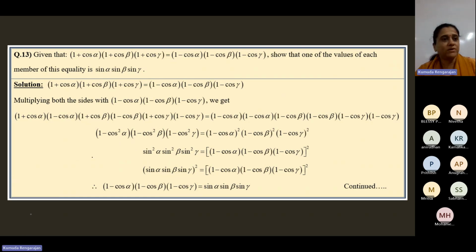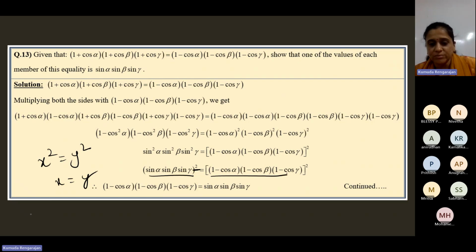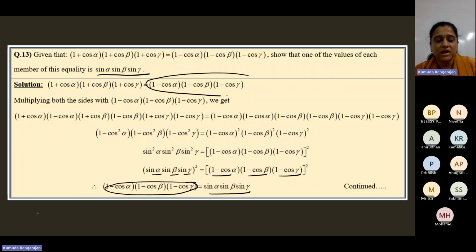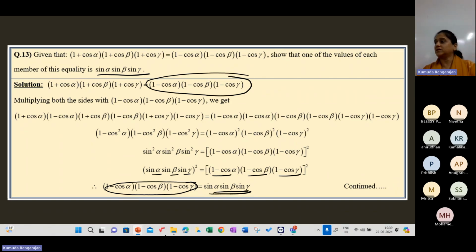So on both the sides, we have perfect squares. It's like we have x squared is equal to y squared. Therefore, x is equal to y. Here, you see, this is a perfect square. Can you see this? This one also is a perfect square. So the squares get cancelled, and we have 1 minus cos alpha into 1 minus cos beta into 1 minus cos gamma is equal to sine alpha, sine beta, sine gamma. See, we have proved that this member, the right hand side member of this equality, is equal to sine alpha, sine beta, sine gamma.